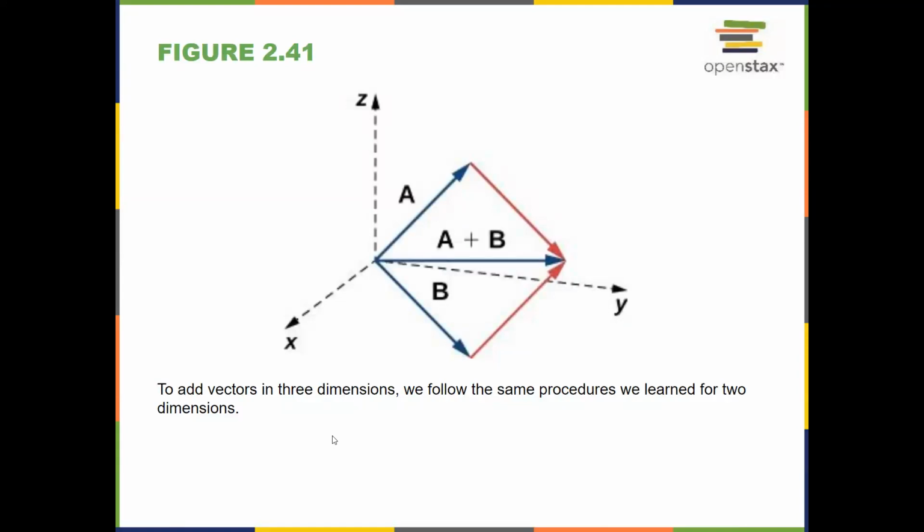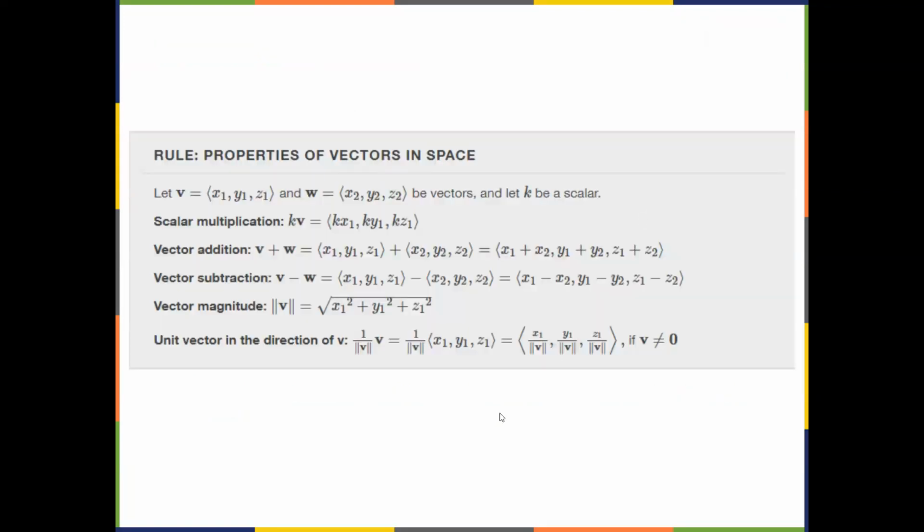All right. To add vectors in 3-dimensional space, we follow the same procedures we learned for 2-dimensional space. If no one saw that coming, I would feel a little sad. Okay. We're just taking our triangle from 2 dimensions and we're making it into a pizza box. And that will help you find your answer in 3-dimensional space. Okay. All right, properties for vectors in space.